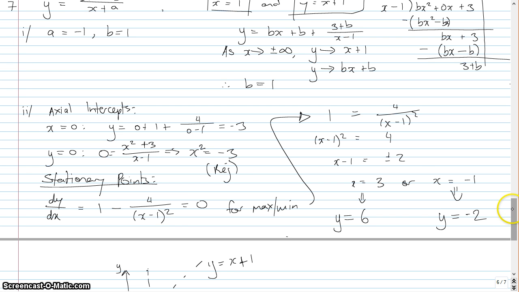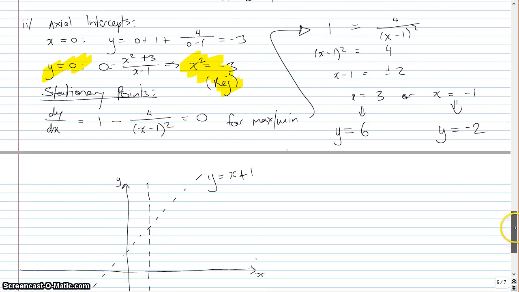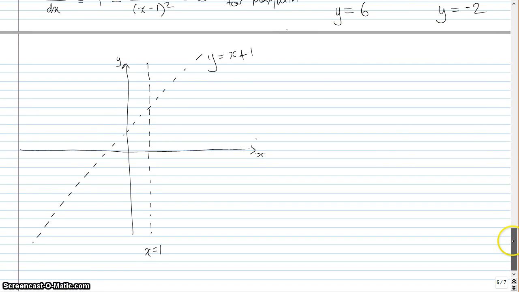Okay, sorry about that. So again, please take note. No x-intercept. So y equals 0 means x squared has to be minus 3. That's impossible. So no x-intercept. So just the y-intercept at 0, minus 3. We're down here somewhere. And then I know I've got my, so I'll label that. Sorry, that's 0, minus 3.